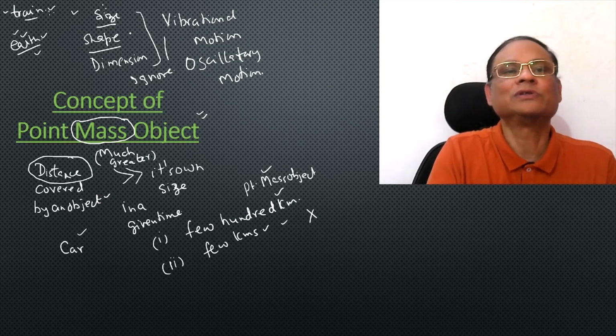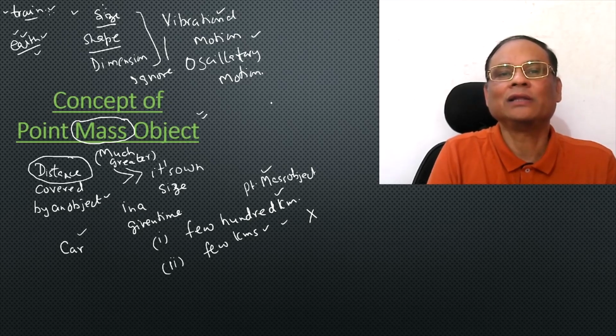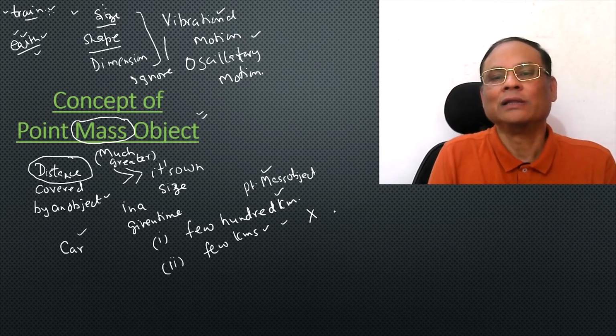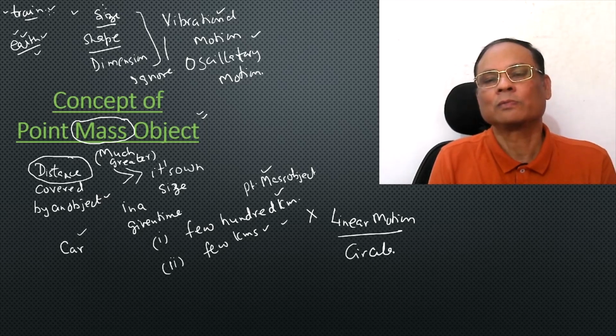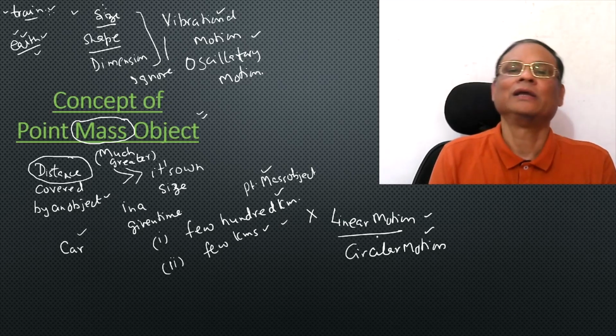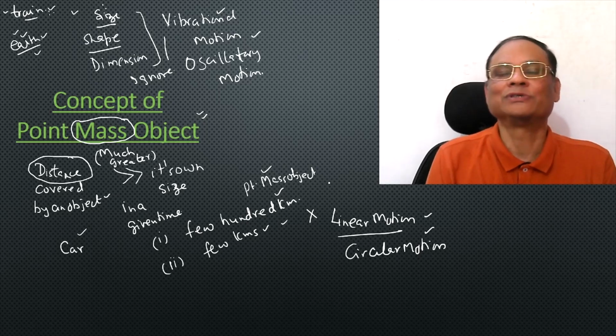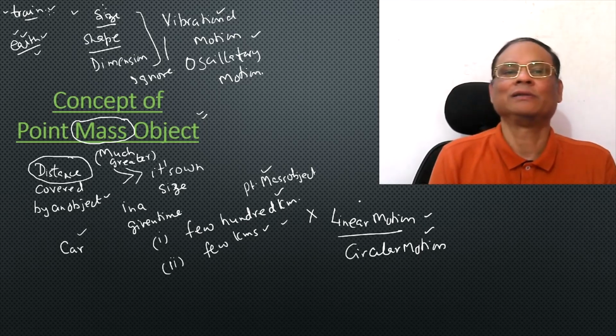So once we ignore size, shape, dimension, vibrational motion, oscillatory motion, then when we study the linear motion or circular motion of any object, it becomes simple to study the motion of the object because we are considering it as a point mass object.